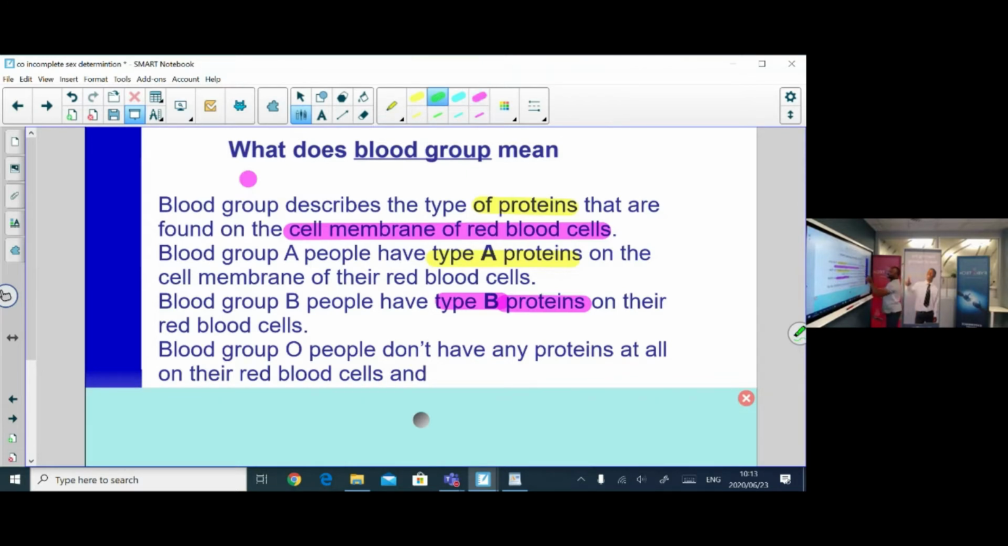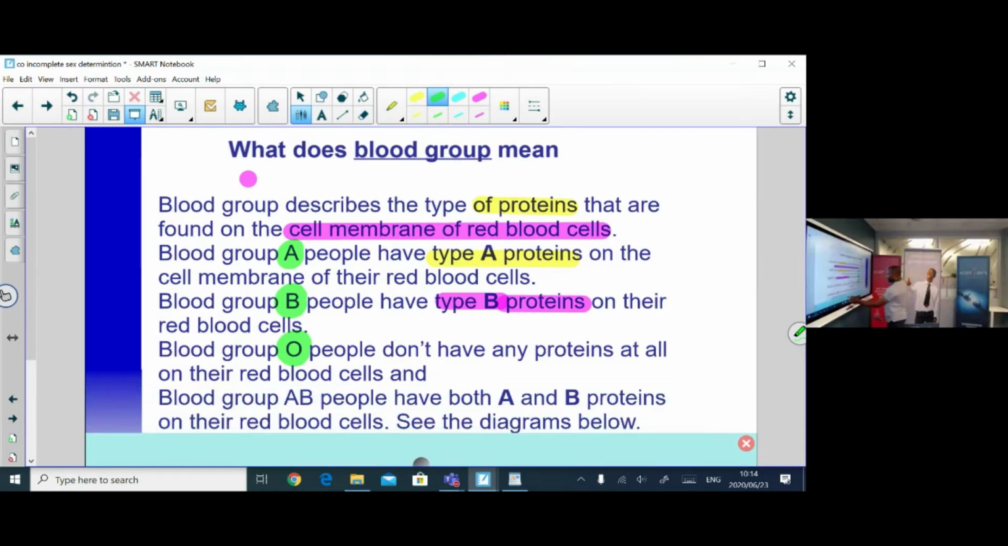We have mentioned A people. We've mentioned B people. Let's look at O. Blood group O do not have any proteins at all on their red blood cell. So the membrane of their red blood cells do not have attached either B or A proteins. Hence O may be plain. They are called O.